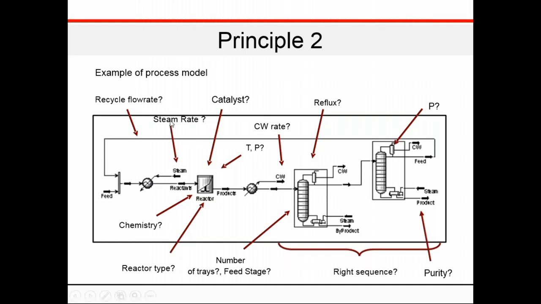Now you can see some things that are being mentioned here. We are talking about steam rate, recycle flow, catalyst, chemistry, reactor type, the number of trays and feed, and all that. This is a typical example of a refinery or a fractionating process for crude.